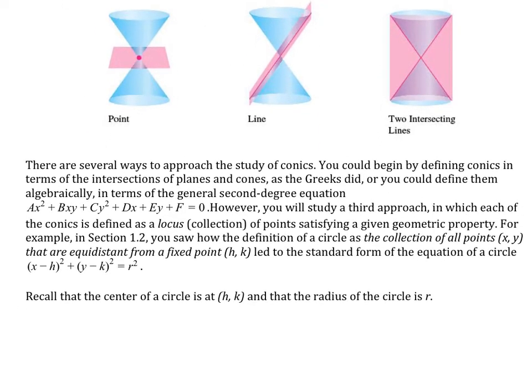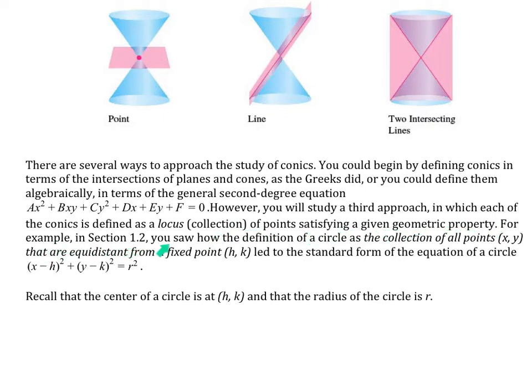There are several ways to approach the study of conics. You could begin by defining conics in terms of the intersections of planes and cones, as the Greeks did, or you can define them algebraically in terms of the general second-degree equation. So we're looking at the equation ax squared plus bxy plus cy squared plus dx plus ey plus f equals 0. However, you will study a third approach in which each of the conics is defined as a locus, a collection of points satisfying a given geometric property.